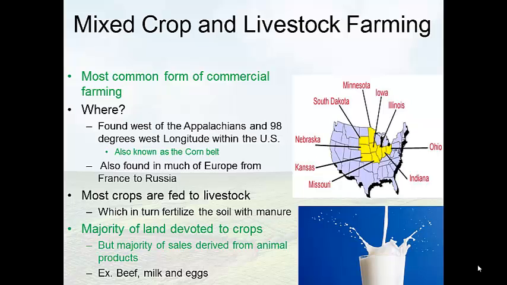within the US. Also, this type of farming can be found in much of Europe, all the way from France to Russia. Now, crops are indeed grown, but most of the crops are fed to the livestock. In turn, the livestock produce fertilizer via manure, which is then put onto the crops to make them grow. Now, the majority of the land, again, is devoted to crops. Yes, some are sold, but most of it is fed to the animals. The majority of sales, though, are derived from animal products such as beef, milk, and eggs.